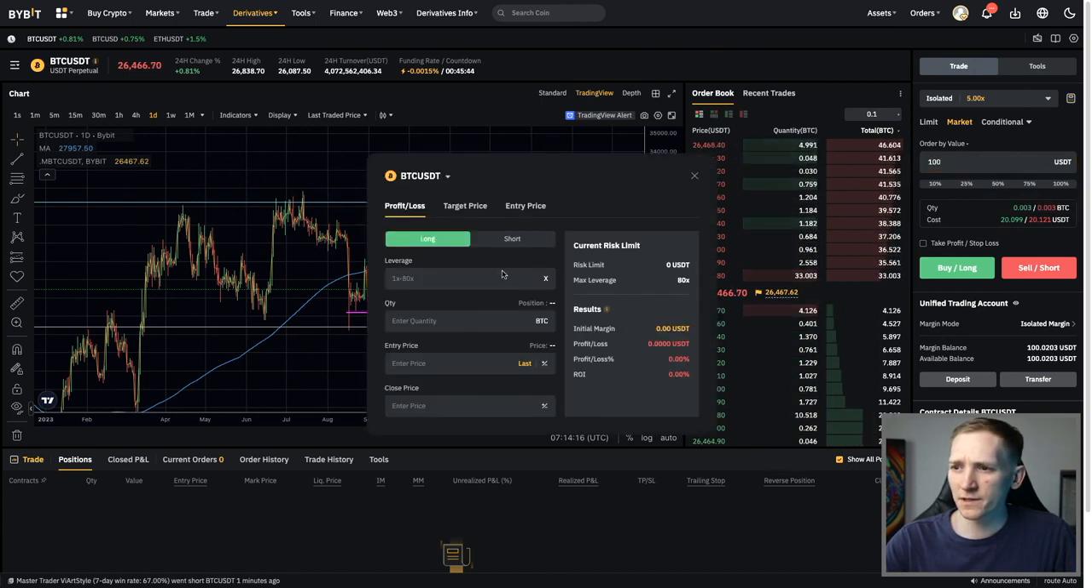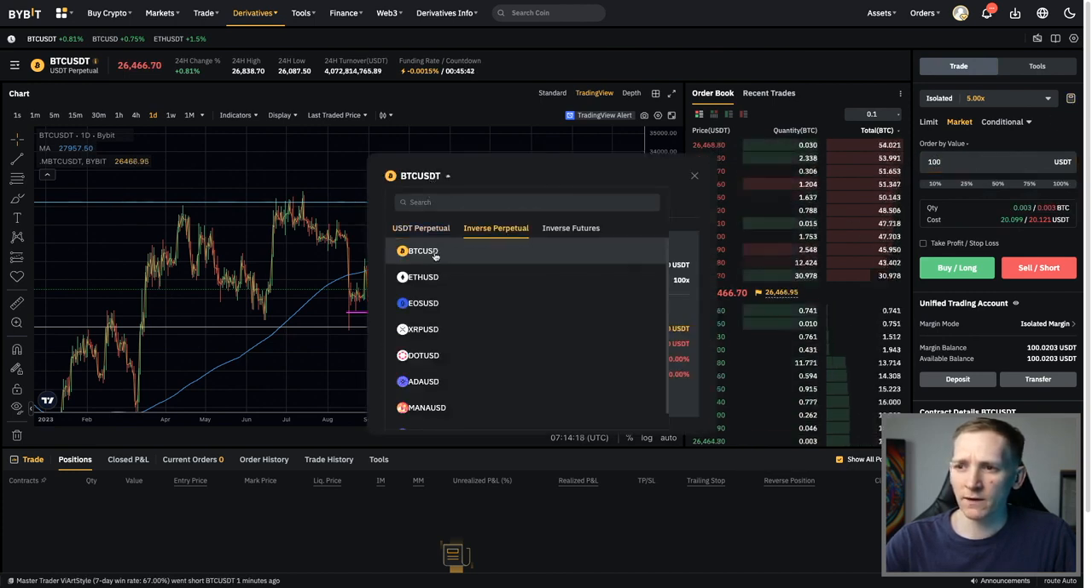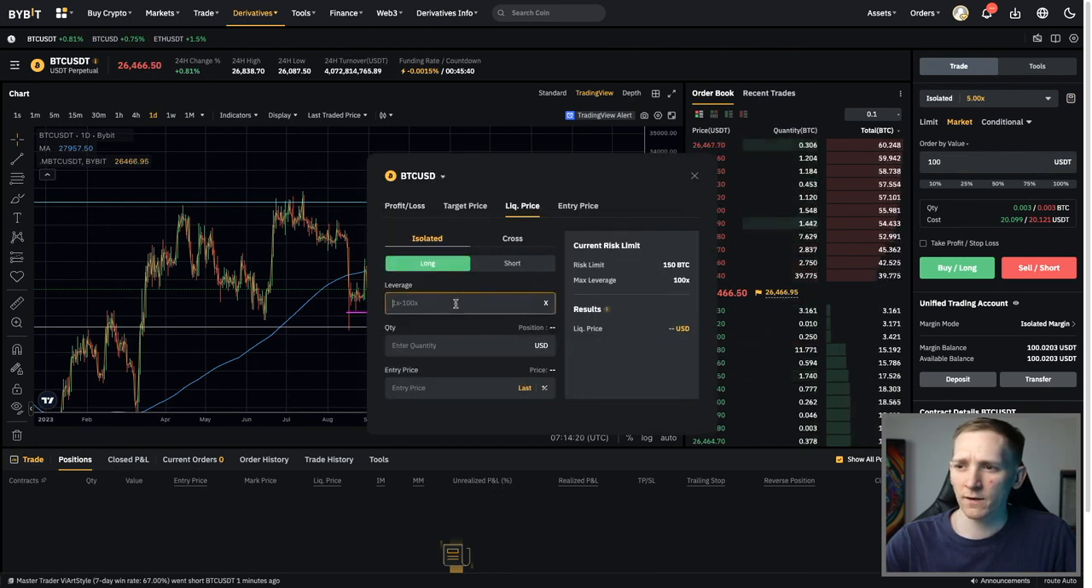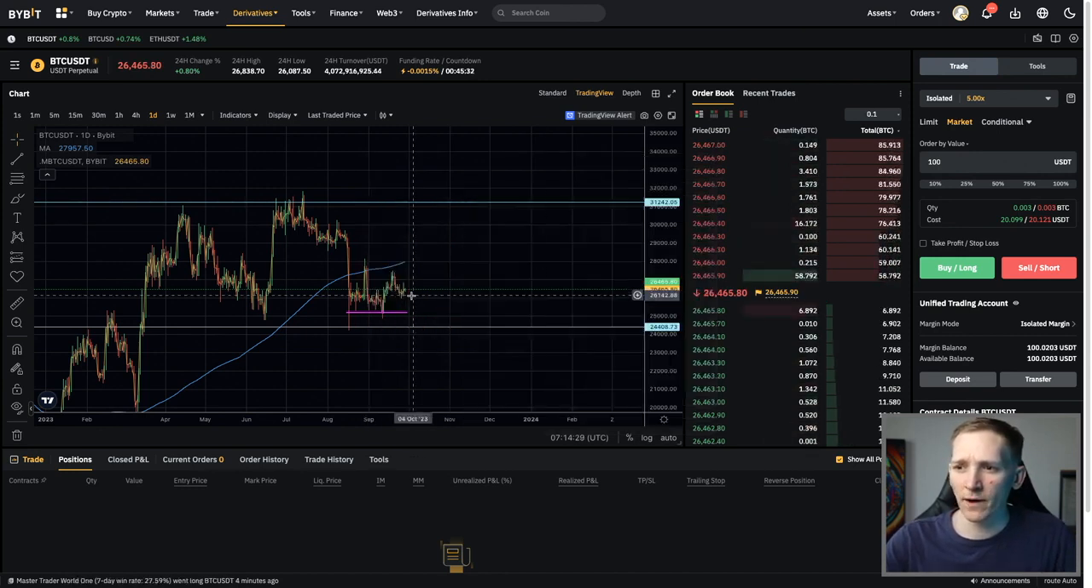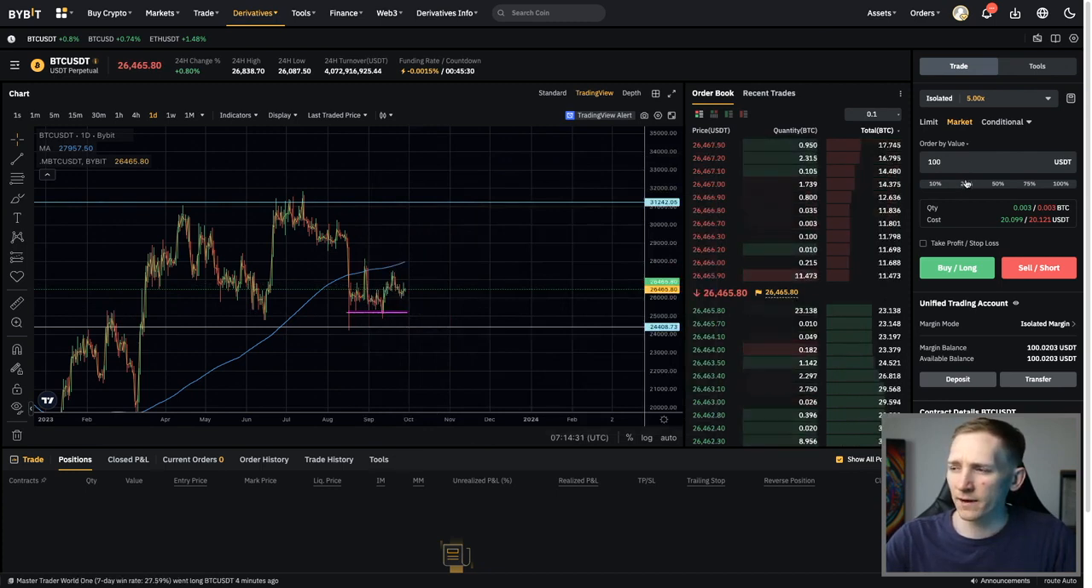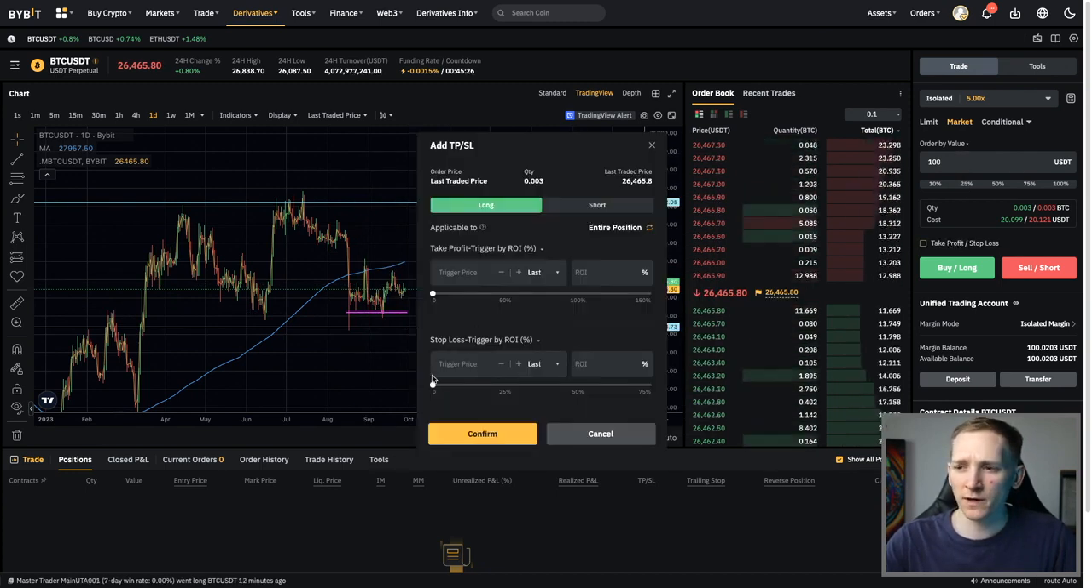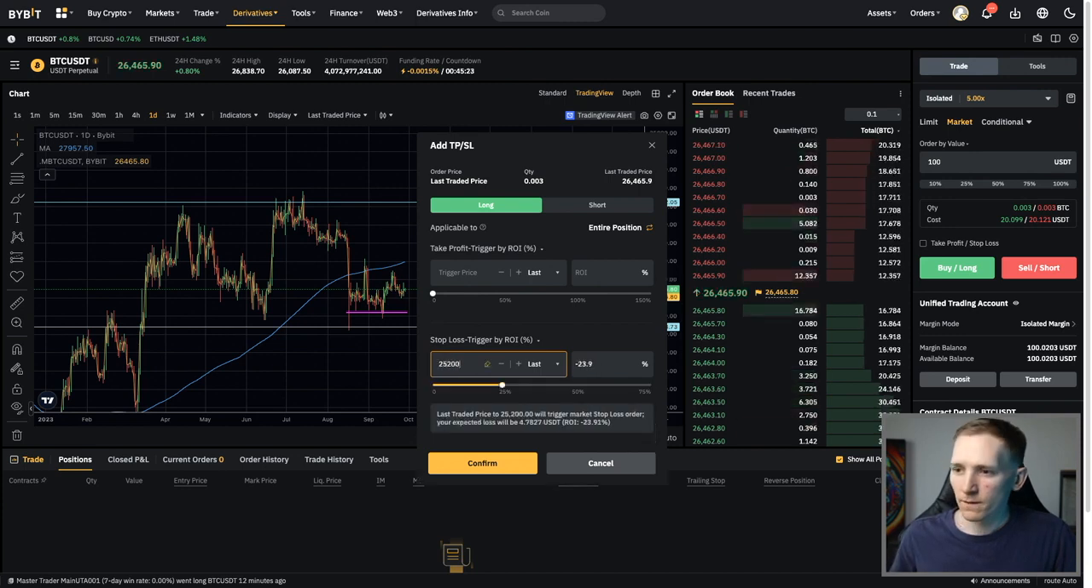Now what I can do is just double check here. So go over to the inverse and do the liquidation calculator, 5x leverage, $100 trade. Entry price is the last. I know the liquidation price is 22, so miles away from my own stop at 25.2. And then from here, what we can do is do a take profit and stop loss trigger down here, 25,200. I'm making a 23% loss on my trade if the price gets there.